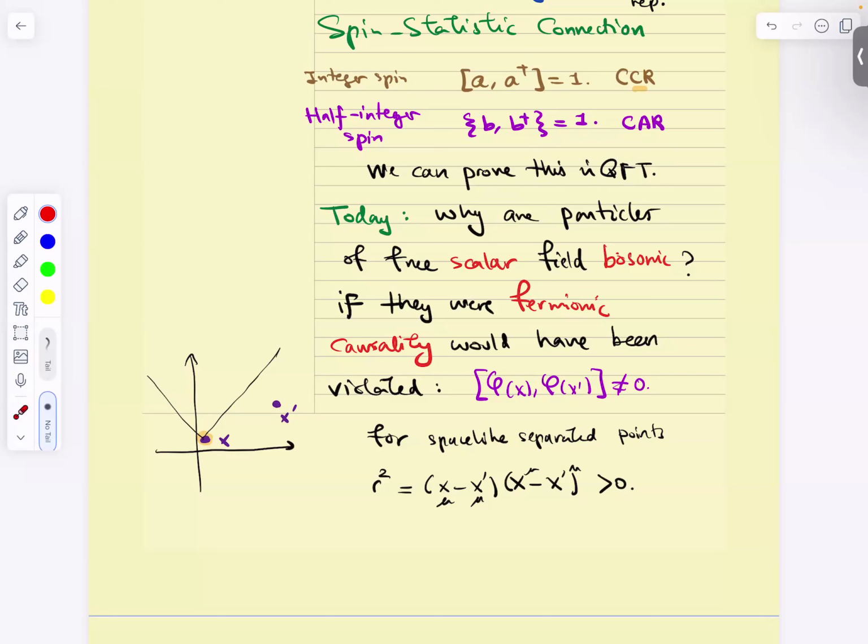This is not an observable, right? It's a field. However, psi dagger psi at different points is an observable. So bilinears of the fermions are observable.